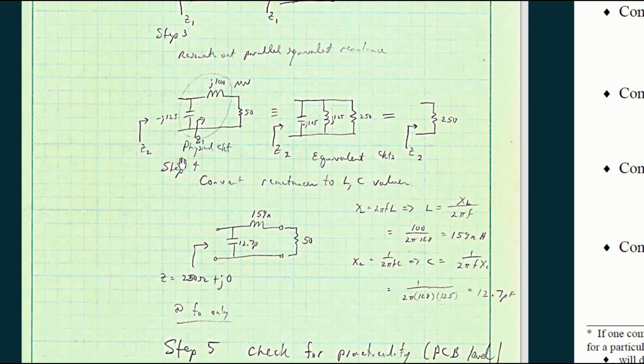On the left is what we're actually building. We have a 50 ohm load and we put a series J100 and then we put a shunt or parallel minus J125. That looks like this. It's equivalent to this. And these resonate out and we're left with just 250 ohms. So this is how matching networks, L matching networks, are done.